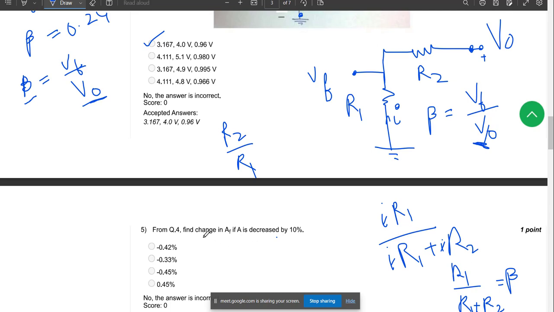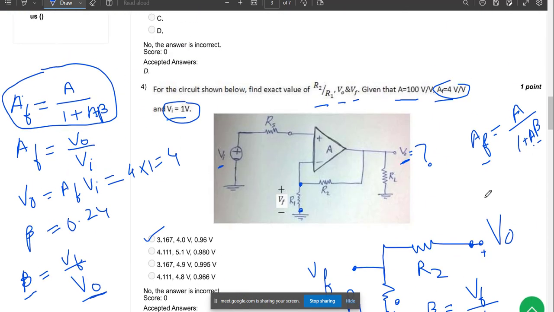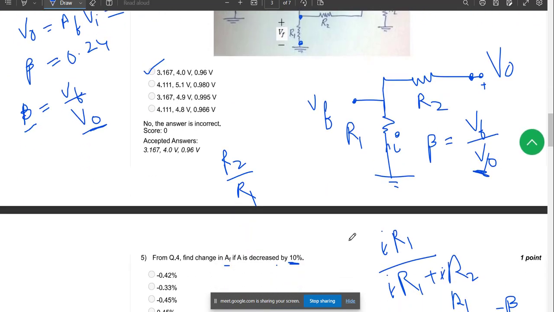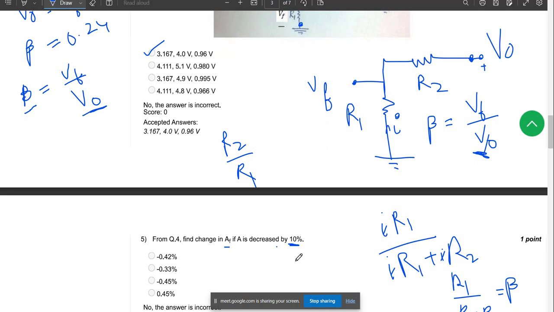So here it is asking: find the change in AF if A is decreased by 10%. You have AF already there. Okay, solve this question and tell me what will be the answer. I'm giving you 3 minutes.